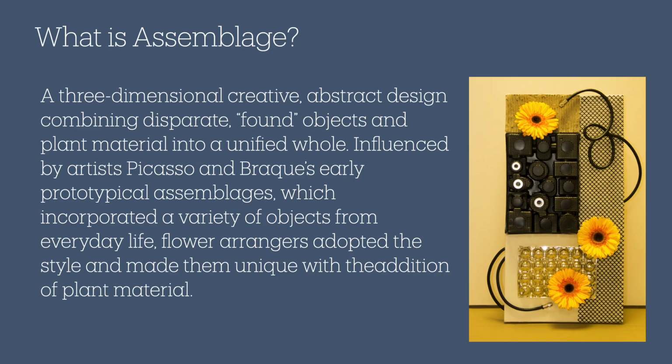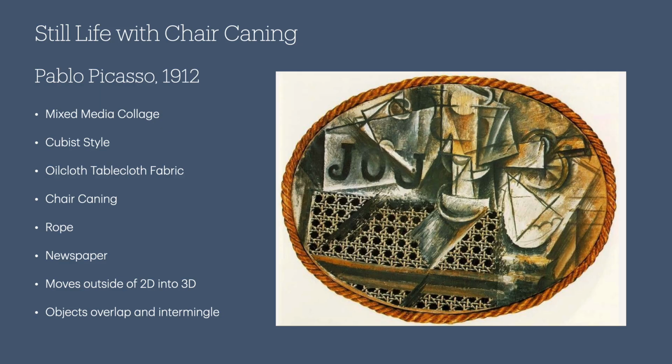That's a lot to take in, so we're going to break this down into components, starting with a discussion of the early artist renditions of assemblage. First, here is a piece by Pablo Picasso made in 1912 called Still Life with Chair Caning. This is a mixed media collage in the Cubist style.